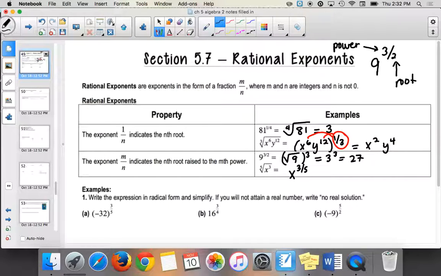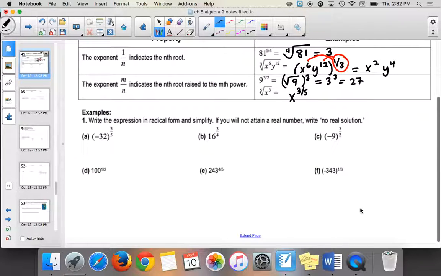Number one, write the expression in radical form and simplify. If you will not attain a real number, write no solution. So if I have negative 32 to the 3/5, we're going to write it with the types of roots. I'm going to write it in radical form is how I phrase it. That 5 is my type of root, so I'm going to have a 5th root. The 3 is the power I'm going to raise it to. So as I rewrite, I have the 5th root of negative 32, and all of that is raised to the 3. Are you all able to do the 5th root of negative 32 in your head?